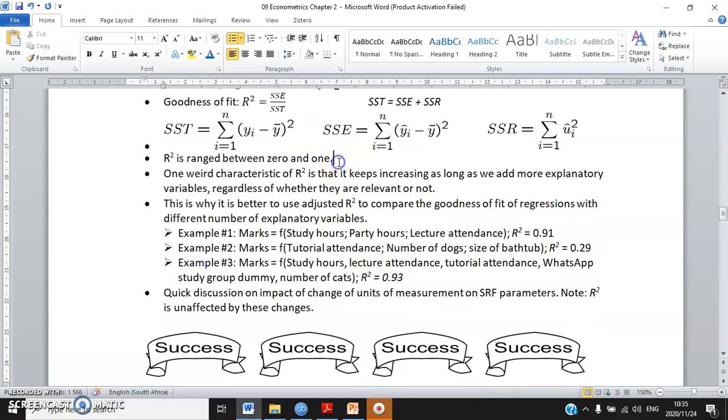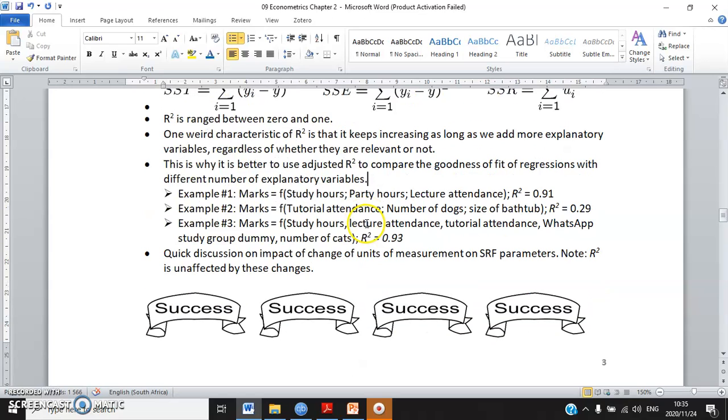And then you already learned at undergraduate level, R square ranges between 0 and 1. And you also learned one weird characteristic of R square. It keeps increasing as long as we add more and more explanatory variables, regardless of whether they are relevant or not. This is why it is better to use adjusted R square to compare the goodness of fit of regressions with different numbers of explanatory variables.